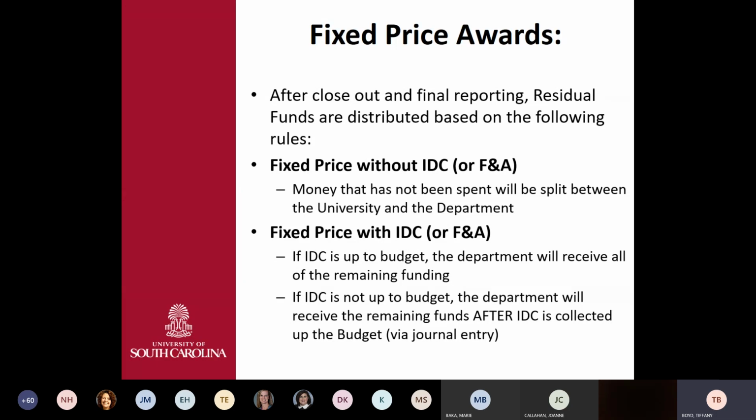Now, I realize we are in the new budget model. However, this policy has not been updated yet. And as soon as it is updated, we will send that information out, and we'll probably have a separate webinar about that. It'll be included in a subsequent webinar. But for now, until the policy is updated, we're still operating under this policy.